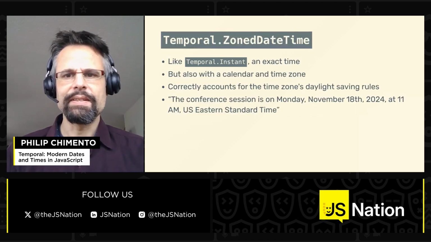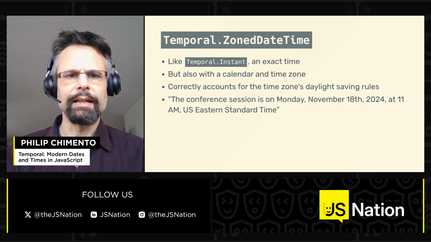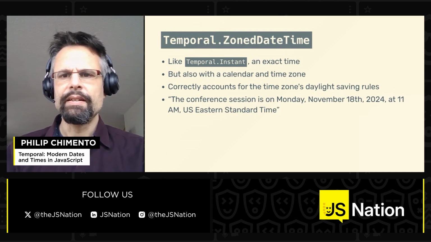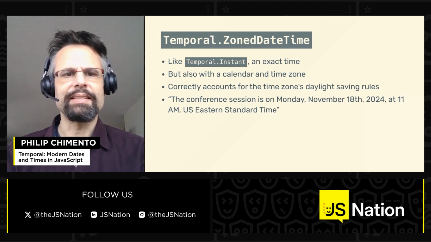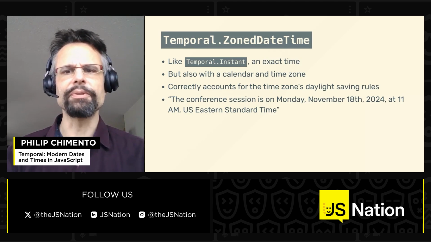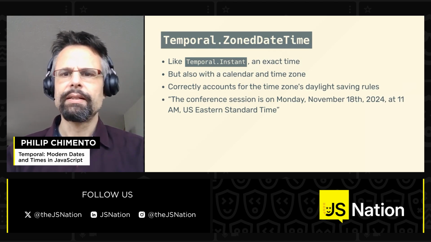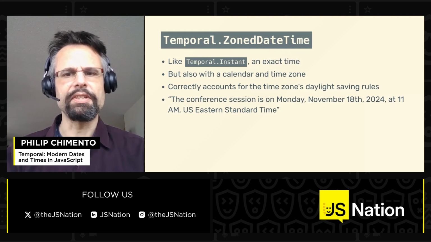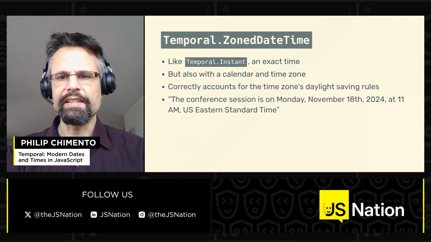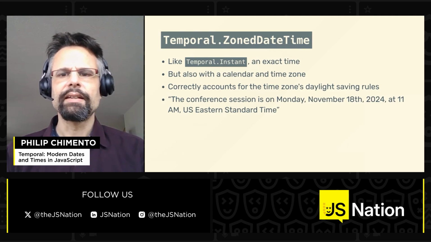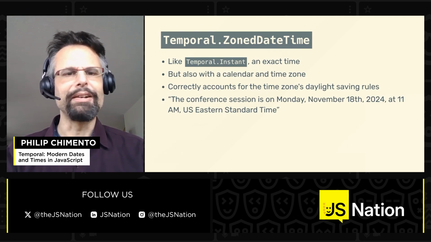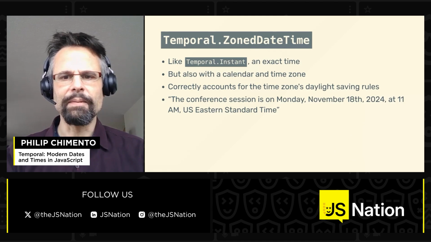Completing the family of types is another exact time type called zone date time. Just like instant, this type represents an exact moment in time, but is also coupled to a location with time zone rules because it includes a time zone. The time zone means that this type does account for daylight saving time changes and other changes in the time zone. And it also has a calendar, which means that unlike instant, it has a year, month, and day. So it's an exact time, but it can conveniently give you a wall time as well.